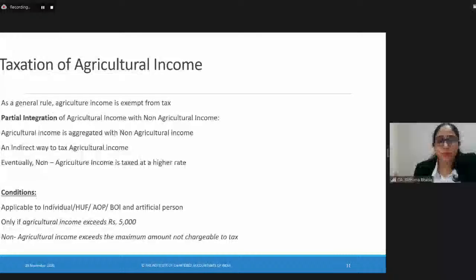So for companies or for firms, please do not apply the concept of partial integration. Second, this will be applicable only when your agricultural income exceeds rupees 5,000 and your non-agricultural income exceeds the maximum amount not chargeable to tax. What is the maximum amount not chargeable to tax? For resident very senior citizen, it is 5 lakhs. For resident senior citizen, it is 3 lakhs. And for all others, it is 2.5 lakh.